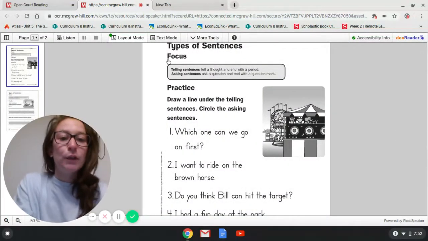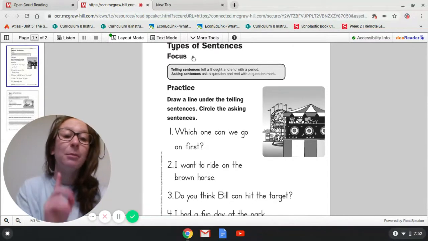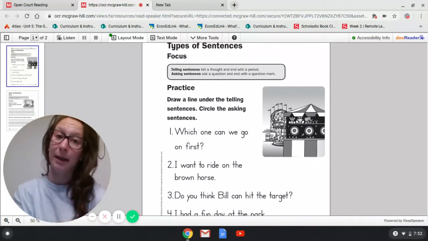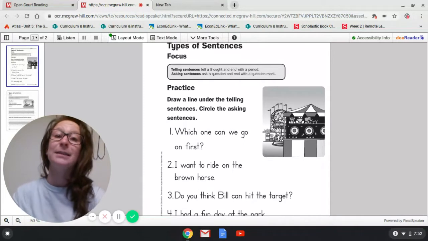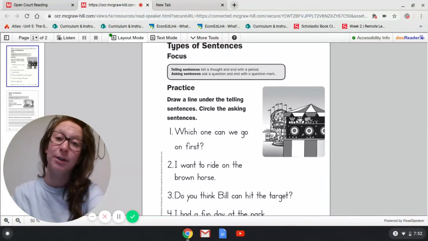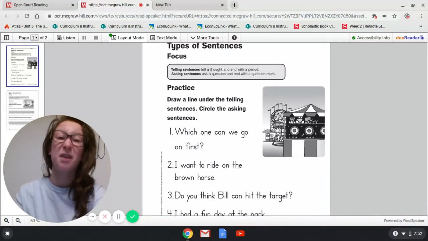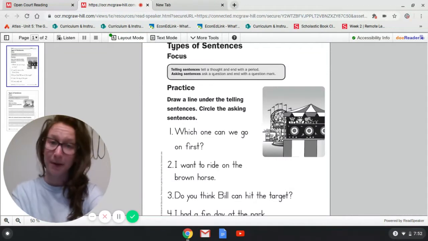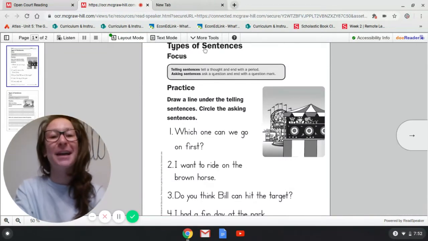All right, so it says types of sentences. Now, before we do that, we have to remember to write our name and the date. Today is April 30th, 4-30-20, because it's 2020, and can't forget to write our name. All right, so types of sentences.